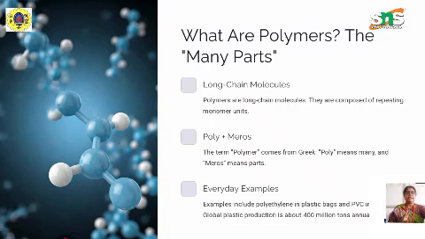There are examples for the everyday use of polymers. They include polyethylene that we use in plastic bags and PVC that we use in pipes. There are 400 million tons of production of materials using polymer material.